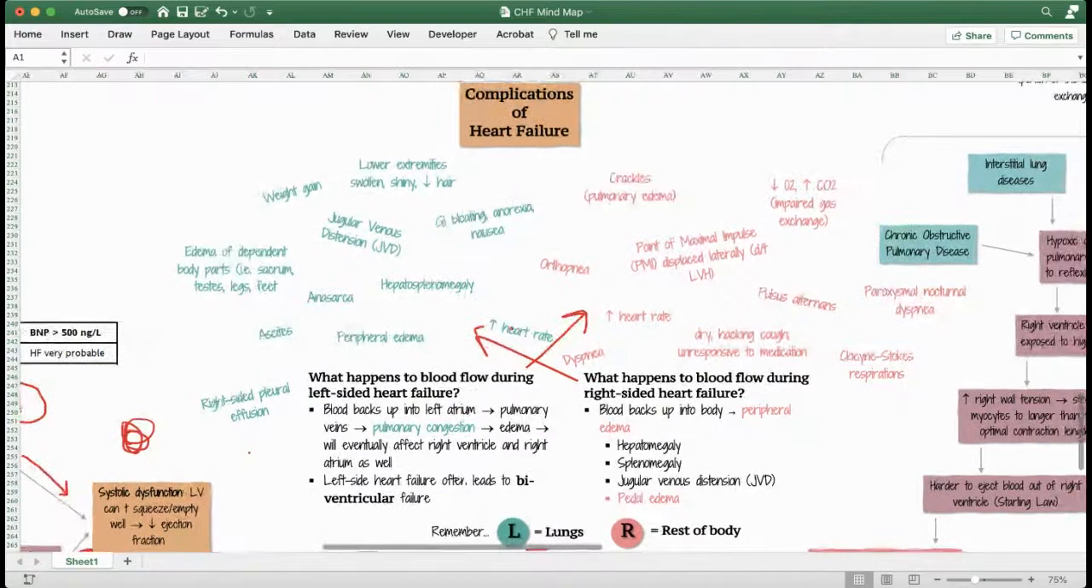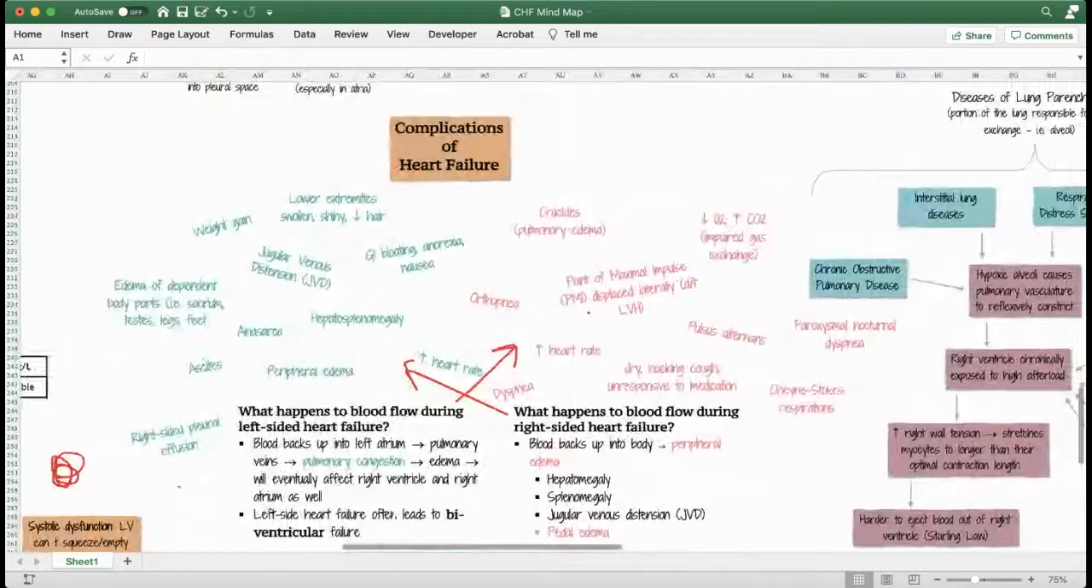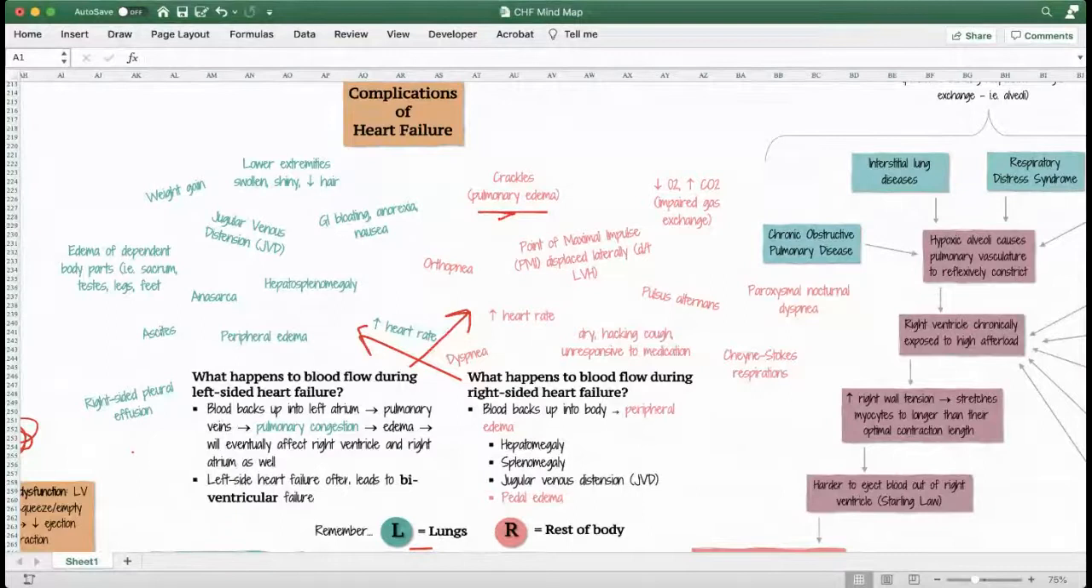You have left-sided heart failure, and it's going to affect the lungs. So what kind of symptoms do you have? You're going to end up with crackles from pulmonary edema. That fluid building up inside your lungs pushes into the alveoli and impairs gas exchange. So you end up with a lower O2 and a higher CO2, right? But it also causes those crackles on inspiration, because you're popping open those alveoli.